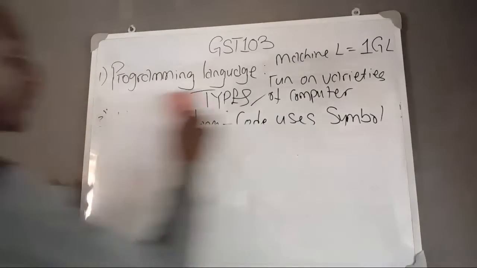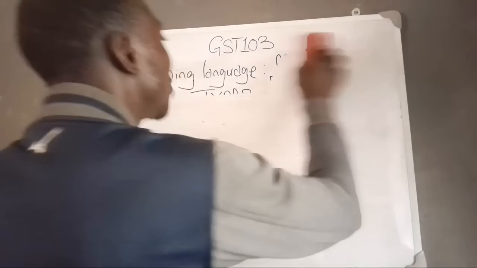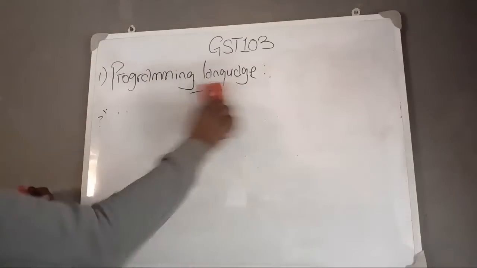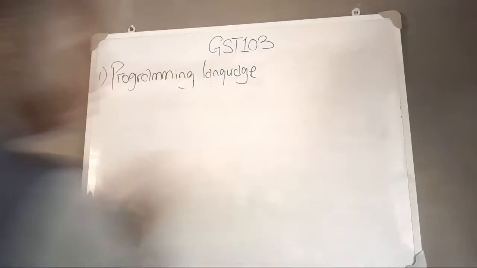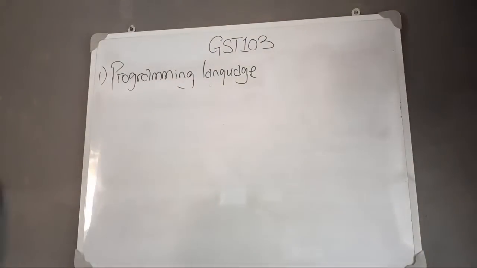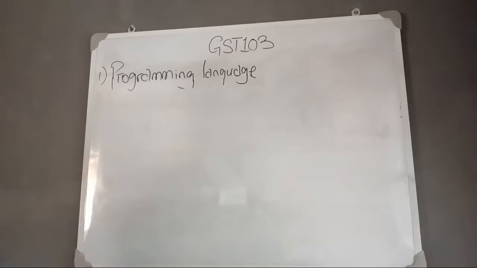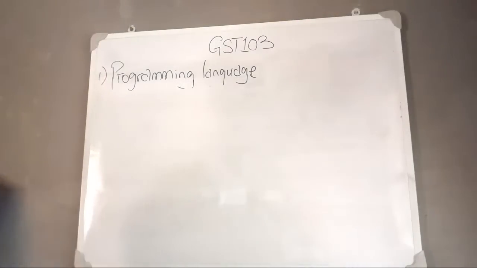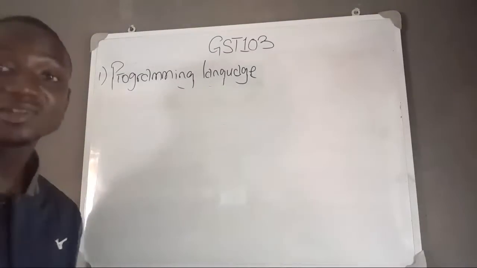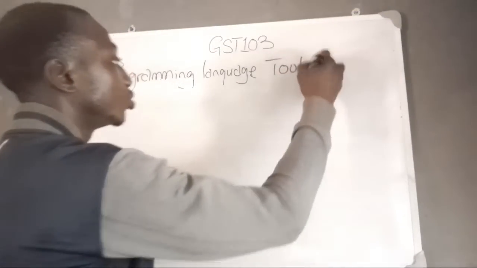So we have the 4 types of programming languages as being dissected. Now, just before we conclude with programming language, we have programming language tools, tools for programming that help programmers.